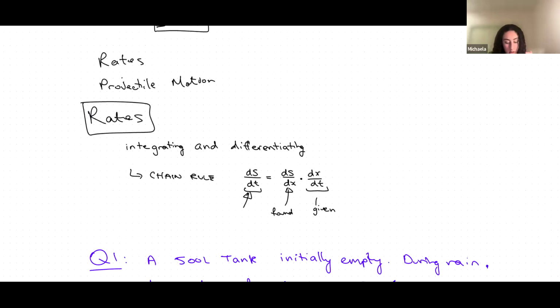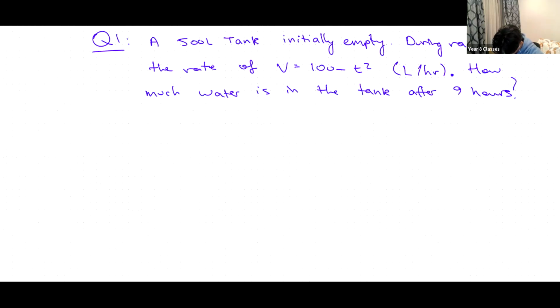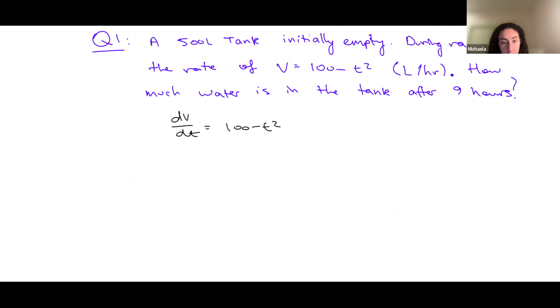So I'd probably start with writing dv on dt equals 100 minus t squared. Yep, and then just integrate that. Sure. So are you gonna move anything over before you integrate? Oh, the dt. Yeah.